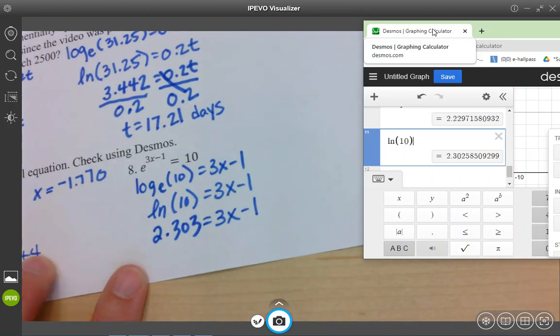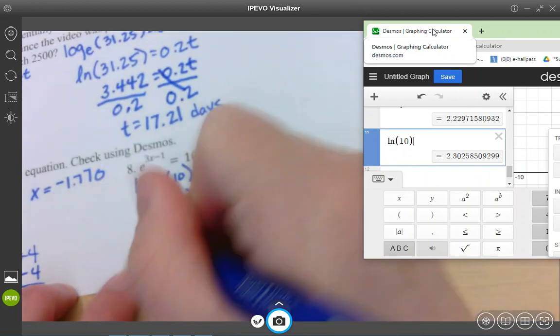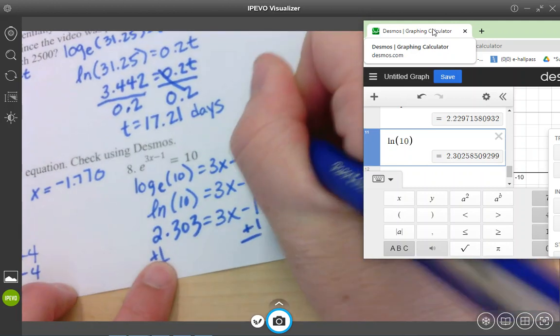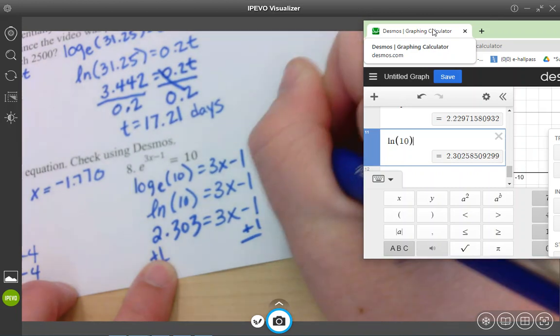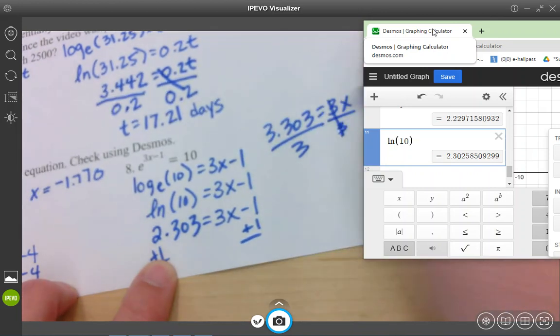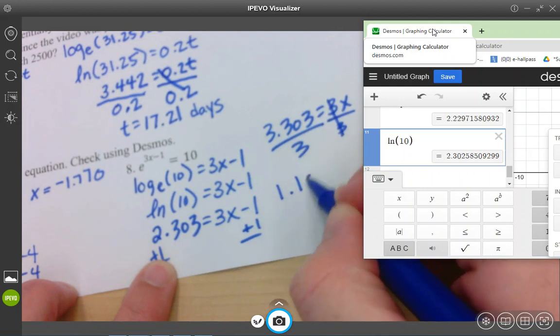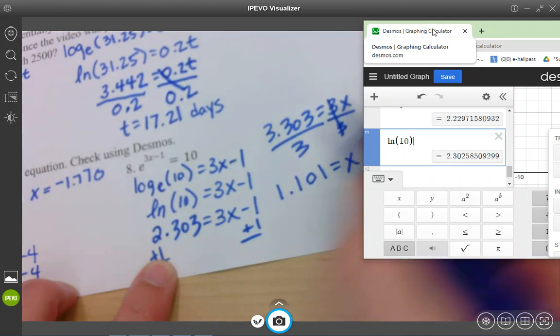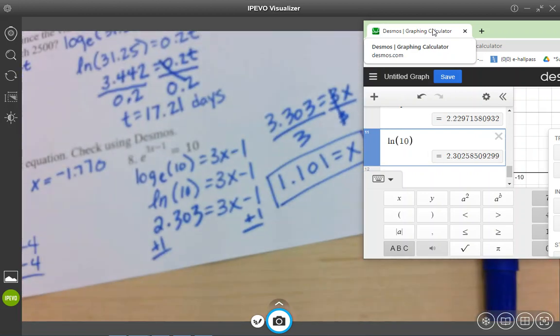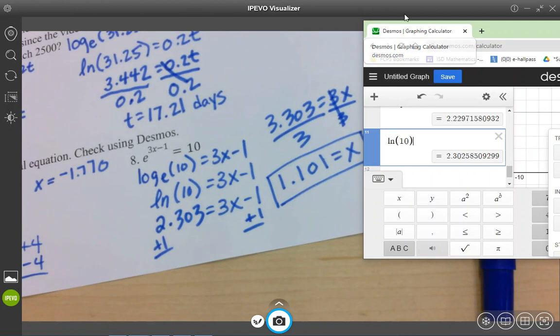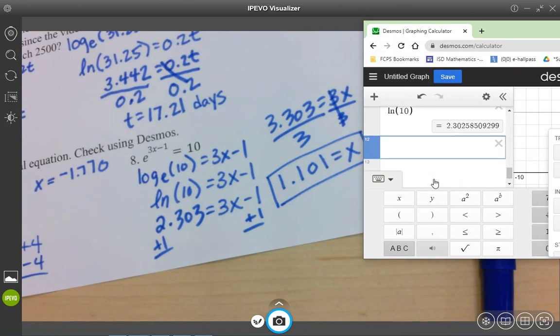Okay, what do I do next to get x by itself? Say again? Add 1. Perfect. Add 1. 3.303 equals 3x. I think I can divide that in my head. Let's see. 1, right? 0.101. Is that right? No? Huh. Okay. I'm just going to try it because sometimes my instinct is off.